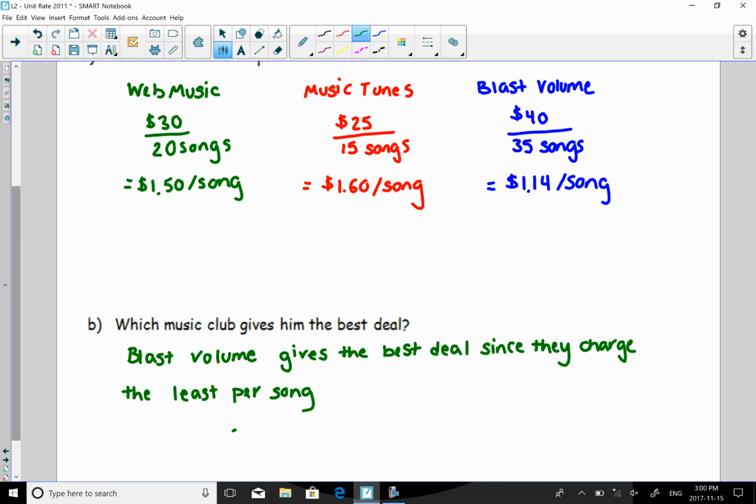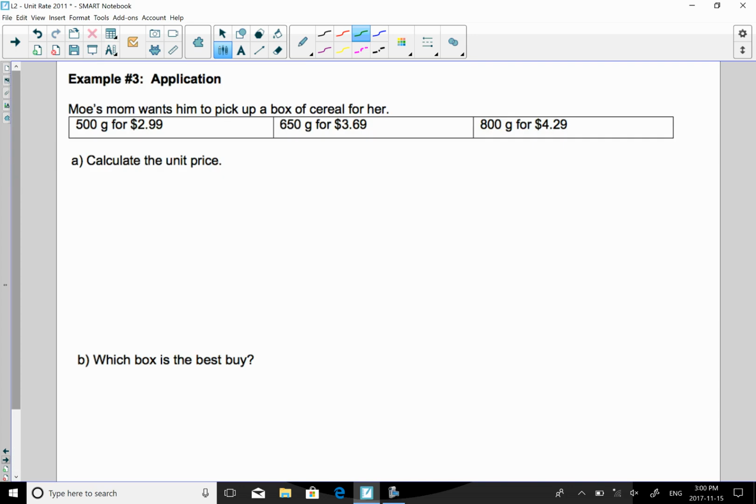So we're going to look at another example like this. So example 3, Mo's mom wants to pick up a box of cereal. There's one box that is 500 grams for $2.99, 650 grams for $3.69, and the third box is 800 grams for $4.29. So we're going to calculate the unit price for each to see how many grams you get per dollar.